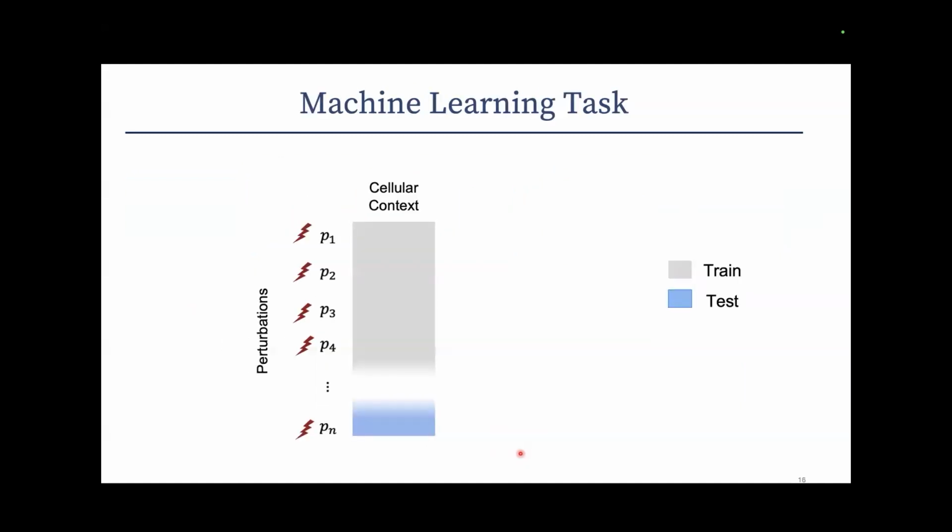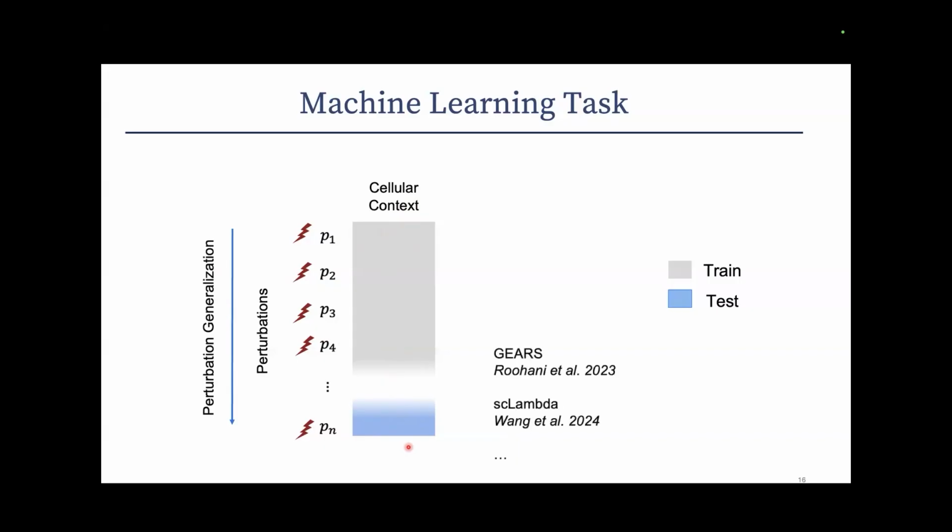All right, so what is the machine learning task more specifically? Say you have a given cellular context, you have a certain number of perturbations that you've already tested, and you know what the cell state is in response to those interventions. You're then interested in being able to predict what's going to happen for a new unseen test context. We call this the perturbation generalization condition. This has been studied quite extensively in the past. So what we were more interested in is actually a slightly different variant of this task.